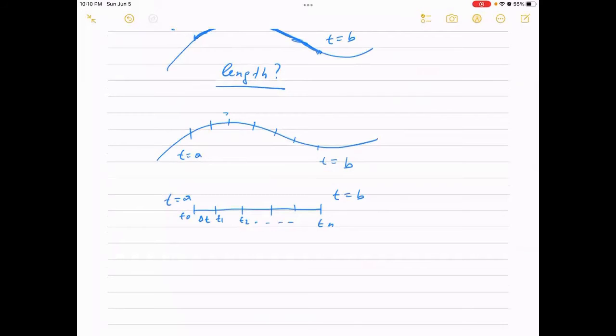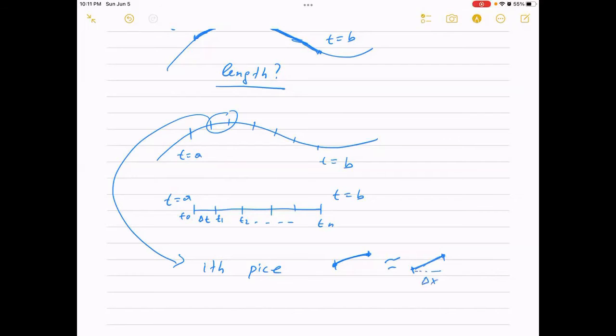Then we want to look at the ith piece, which might look something like that. And let's say that piece, which is small and looks like this, a little bit bent, is approximately the same as if we take the same piece, but we connect the endpoints by a straight piece. The good thing about that straight piece is we know the horizontal change delta x and the vertical change delta y. So we should be able to calculate that approximation, and using the Pythagorean theorem it is going to be the square root of delta x squared plus delta y squared.